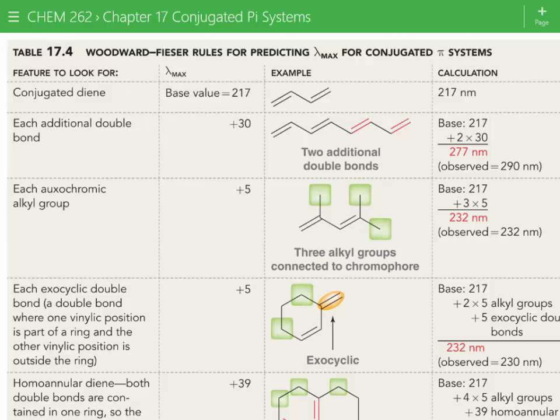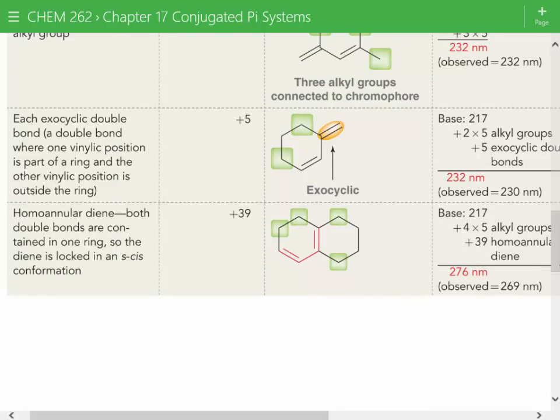And then, if you look at the one down here, we've got 2 double bonds, but this double bond is located outside of a ring. So this adds 5 nanometers, and then we've got 2 alkyl groups. But if this double bond is located in the same ring, it adds it all the way up to 39. Why do you guys think this one has more conjugation? Yeah, they can talk to each other. And then we've been talking a lot about cis conformations. In this one, it's locked into an s-cis conformation. This is s-trans, and s-cis systems tend to talk to each other much, much better.